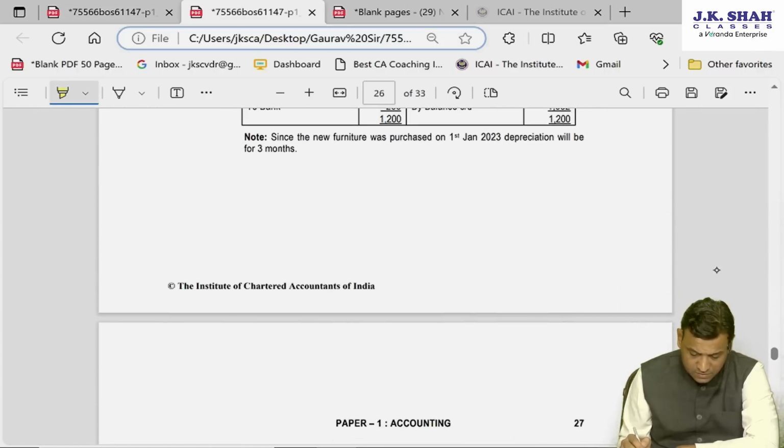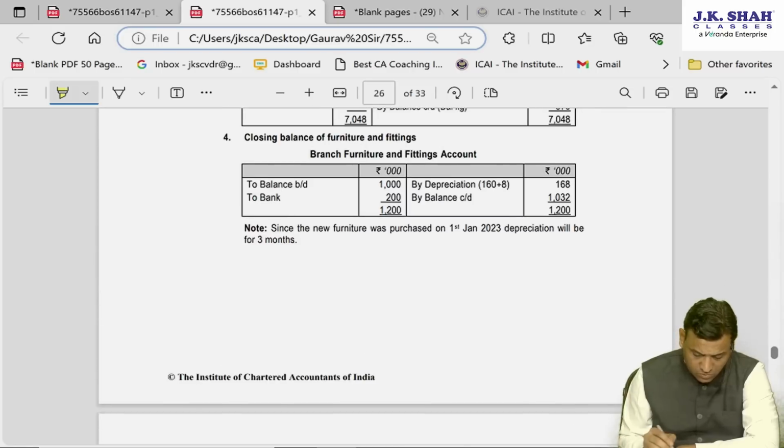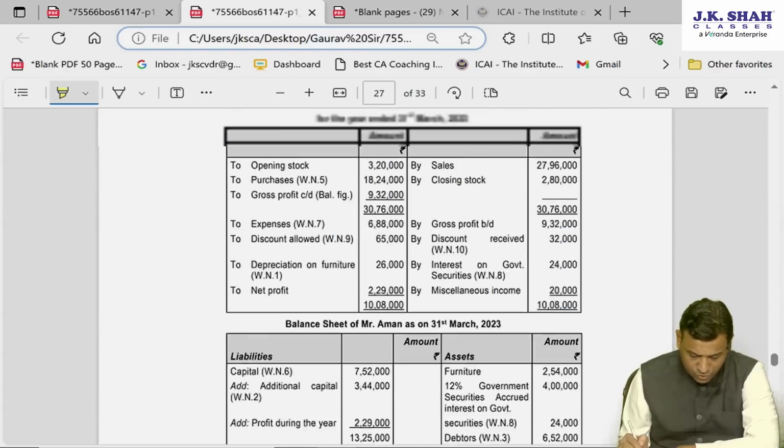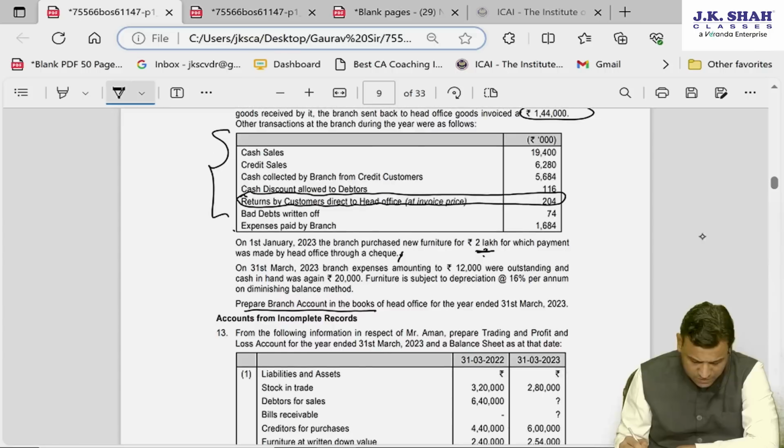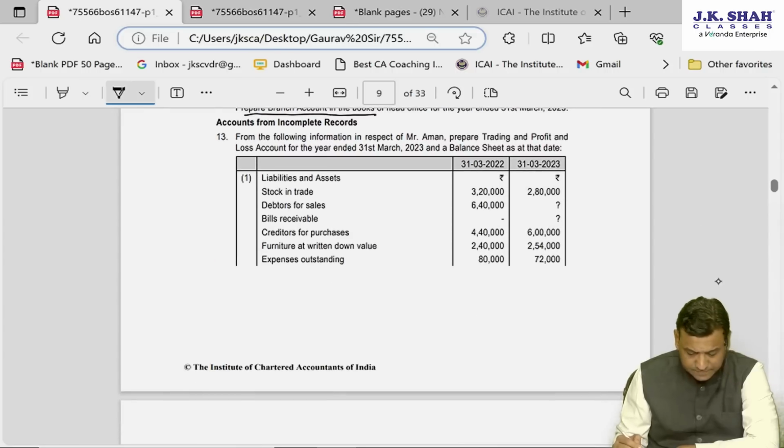Okay friends, only one important thing: new furniture is purchased on 1st Jan, so 3 months depreciation is there. I don't think so. All other things are simple here. Let me move on to the next question, which is single entry.